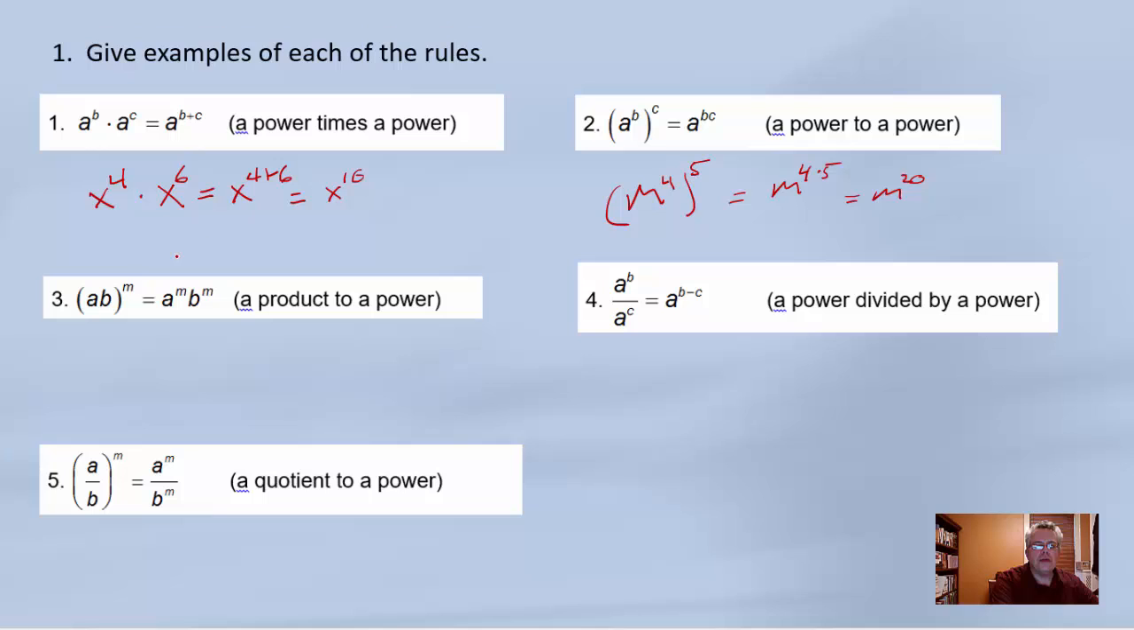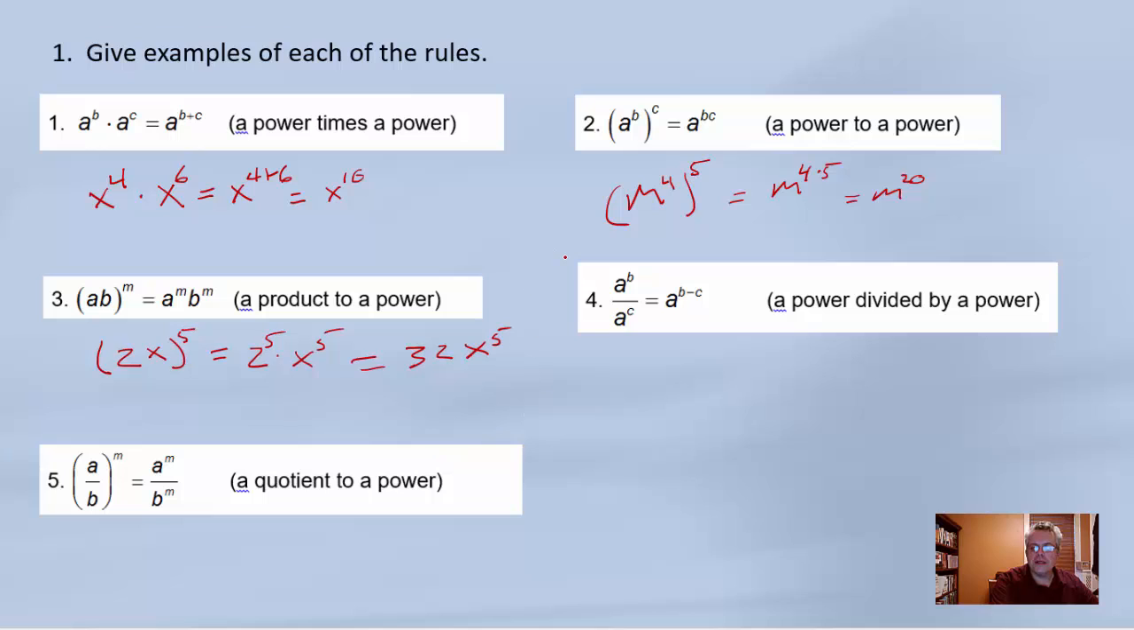On this one, we have a product raised to a power. This is multiplication here. These might be numbers, they might be variables. And when we raise a product to a power, each of the factors gets raised to the power. So here's an example. Suppose we had 2x to the 5th. That would equal 2 to the 5th times x to the 5th. Each factor got raised to the power of 5. And usually we put in what the numerical part is. 2 to the 5th is 32. So that'd be 32x to the 5th.